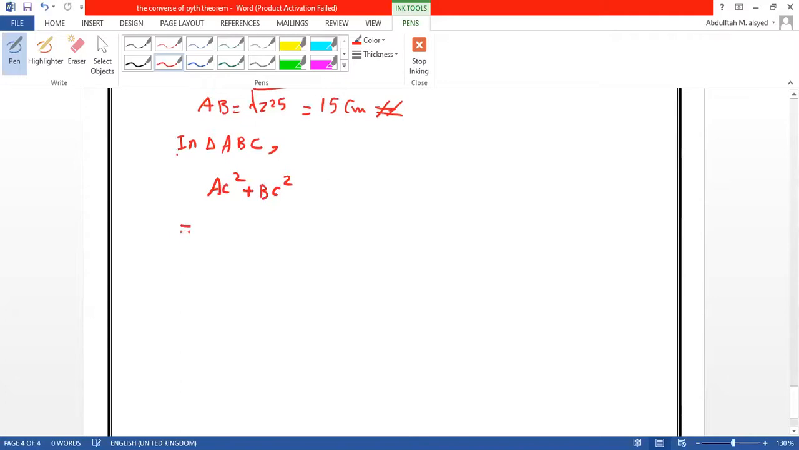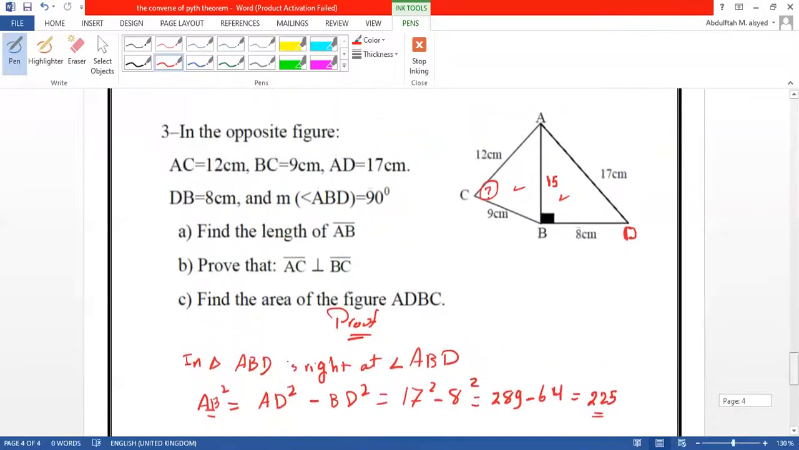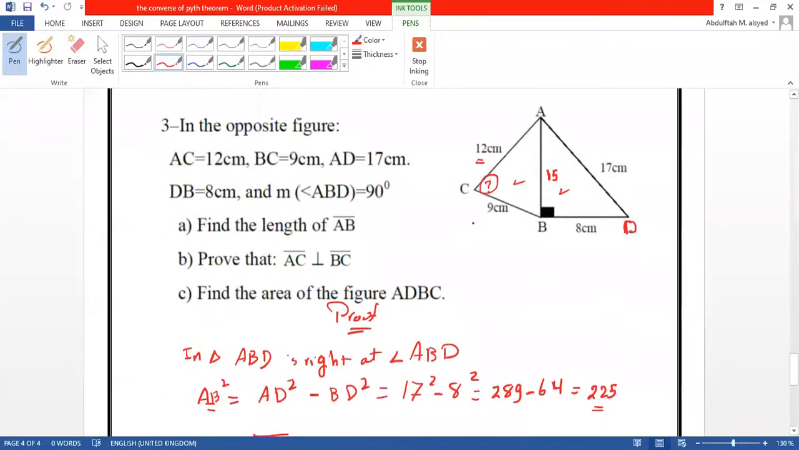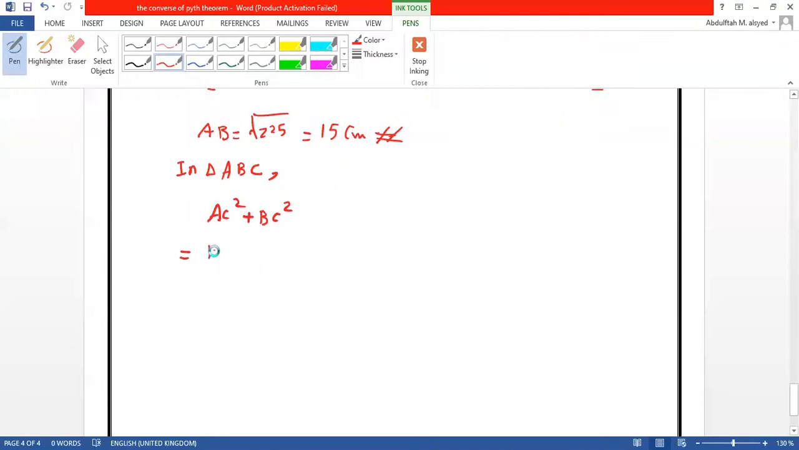BC squared equals 12 squared plus 9 squared. Okay, 12 squared plus 9 squared equals 144 plus 81 equals 225. Okay, make it number 1. And AB squared equals 15 squared equals 225.